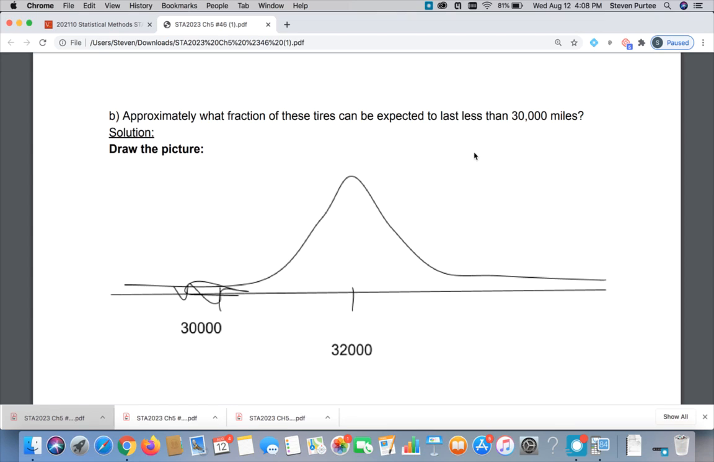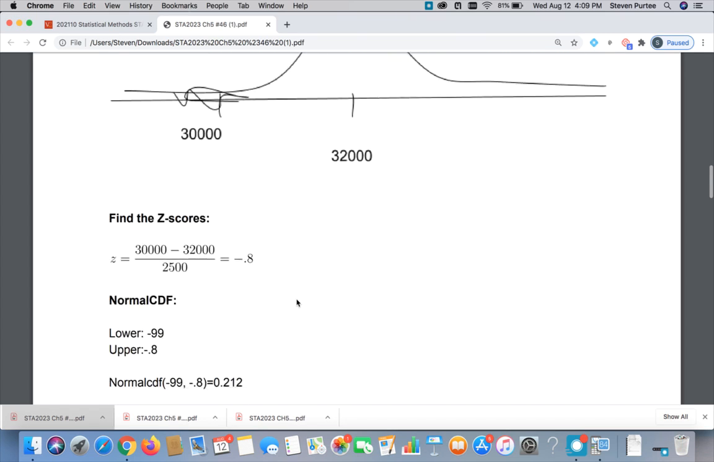Okay, now we want to know what fraction or what percent of the tires last less than 30,000 miles. So same steps, draw the picture, find the z-scores, normal CDF. Here's our picture. Notice I shaded below 30,000 because it says less than. Notice I've shaded a little tiny amount. I shaded way less than half. If I get an answer like 70%, I know I've goofed. There's no way I've shaded 70% of this picture.